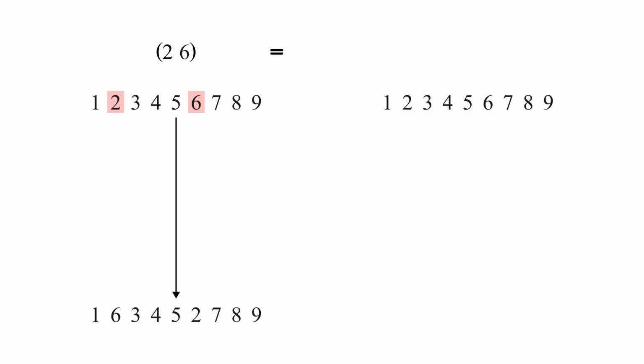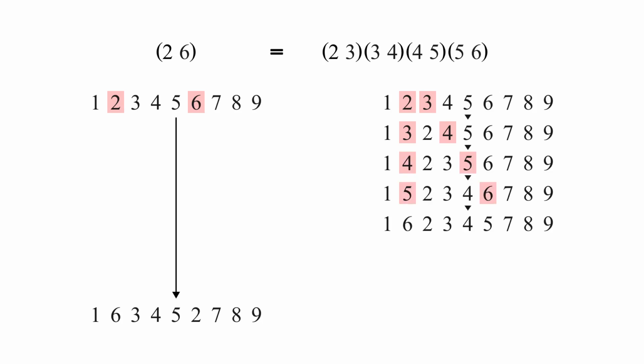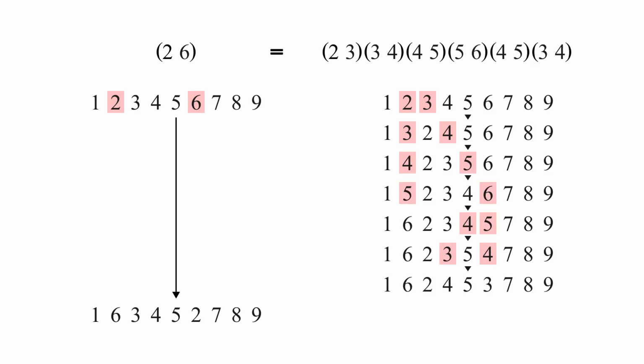Go all the way until you reach the larger number, then go back down. For example, the cycle 26 can be decomposed as 23, 34, 45, 56, 45, 34, 23. An important property of adjacent transposition is that if you compose it after any permutation, it always changes its parity. Start from where the first permutation ends.